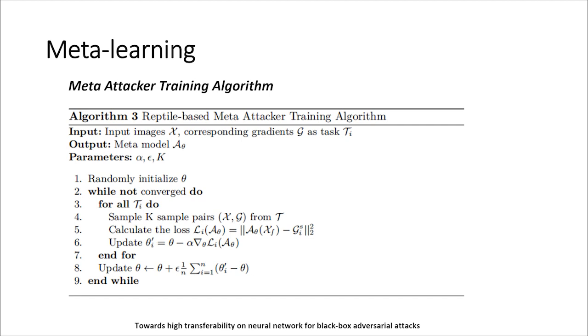Eventually, we use the meta-model update strategy of Reptile to summarize the parameters of all tasks and update them to the model parameters. So the goal of the above update strategy is to find a good initial point of the meta attacker and then quickly adapt to the new data distribution through only a few steps of fine-tuning. Therefore, the feature can be naturally applied to black box attacks to estimate the gradient information of the target model.